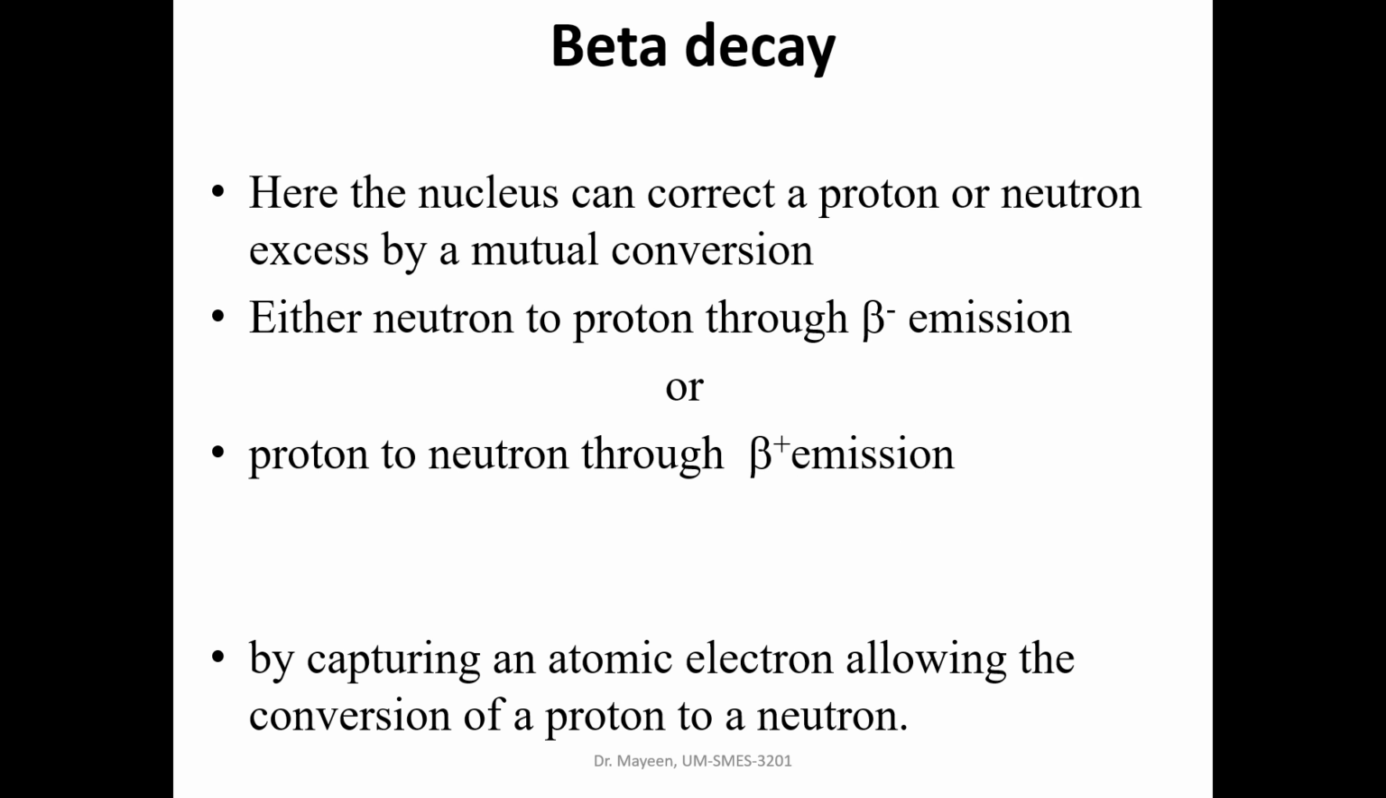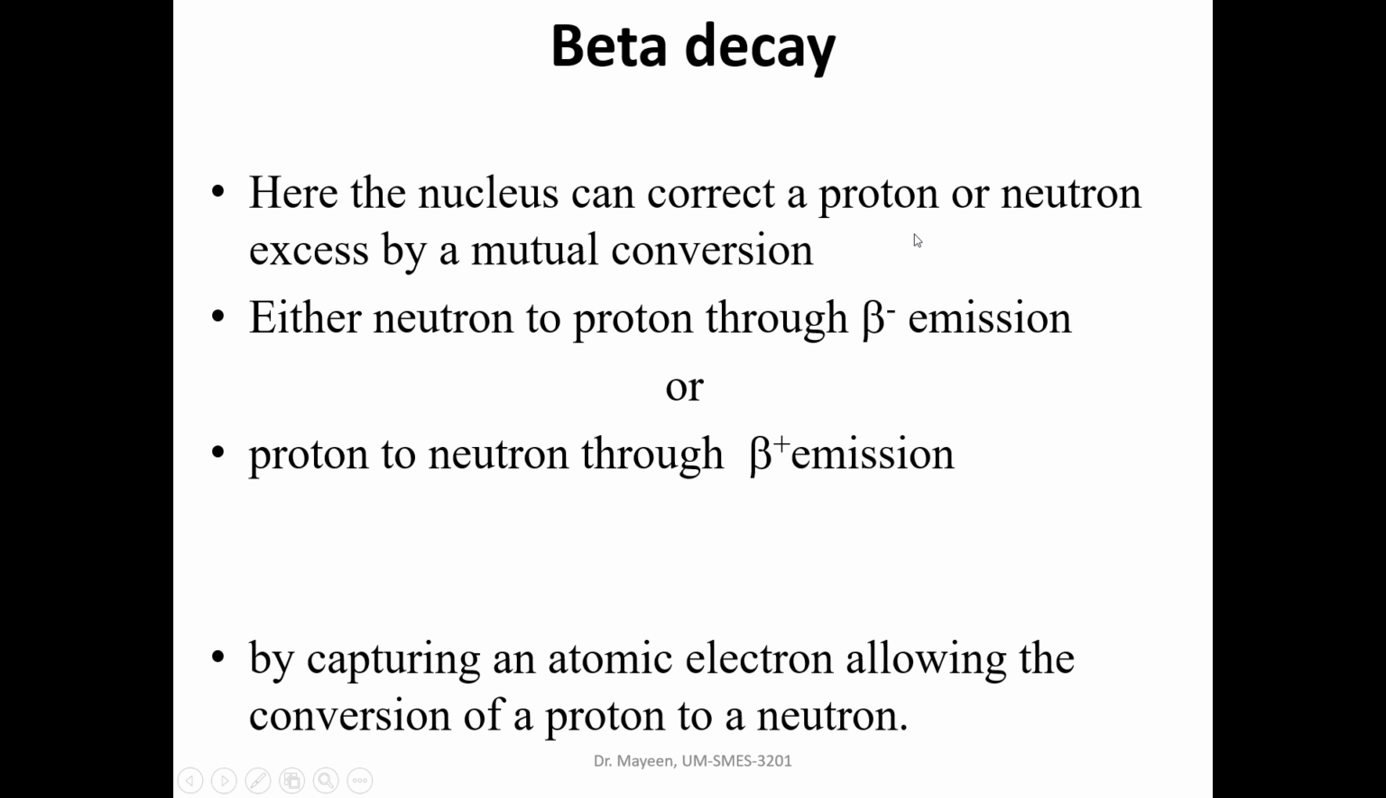What's beta decay? Here we can say that during beta decay, the nucleus can correct a proton or neutron excess by mutual conversion. Inside the nucleus, the conversion takes place: the neutron is converting to a proton, and a proton is converting into a neutron. During this conversion, we have beta negative decay and beta positive decay.